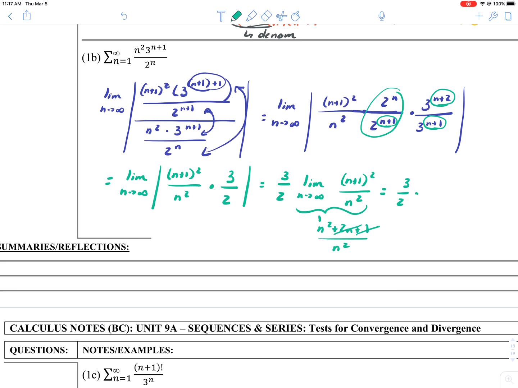So you end up with 3 halves times 1, which is 3 halves, and you're comparing that to 1. Oh, it's not less than. So that's greater than 1, which means that the series diverges by ratio test.